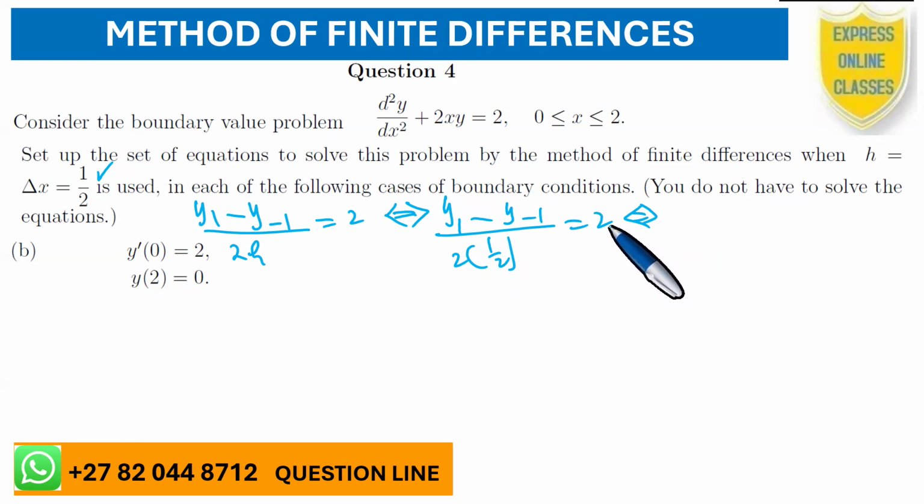Okay, we continue, please, from this. You'll be able to see that the 2 times 1/2 becomes a 1, and therefore we have y1 minus y sub minus 1 equals 2. Right, we continue with our analysis of this problem, obviously carefully looking at it.